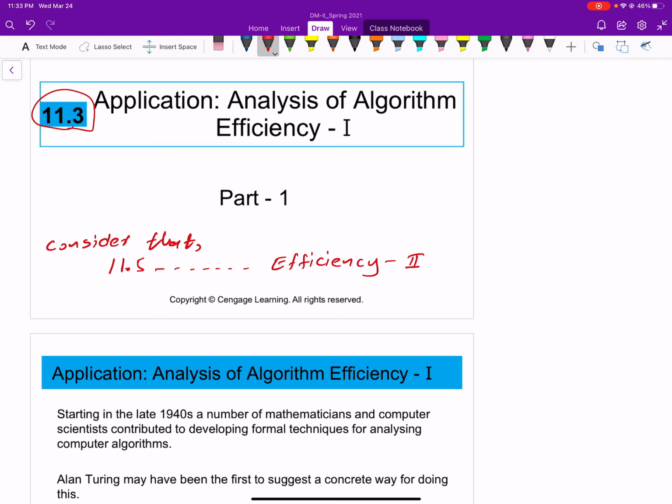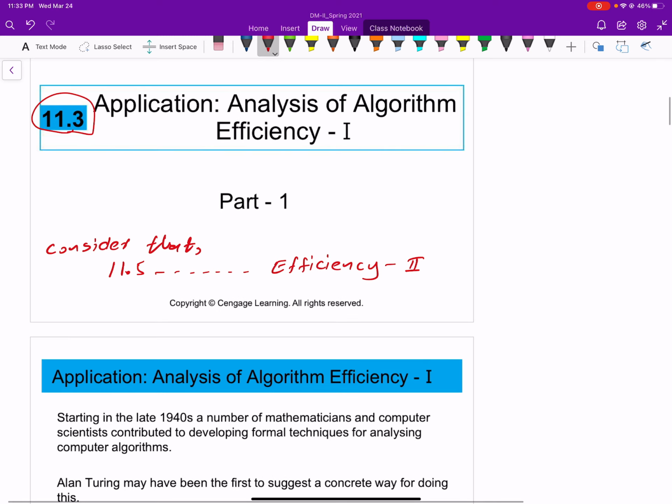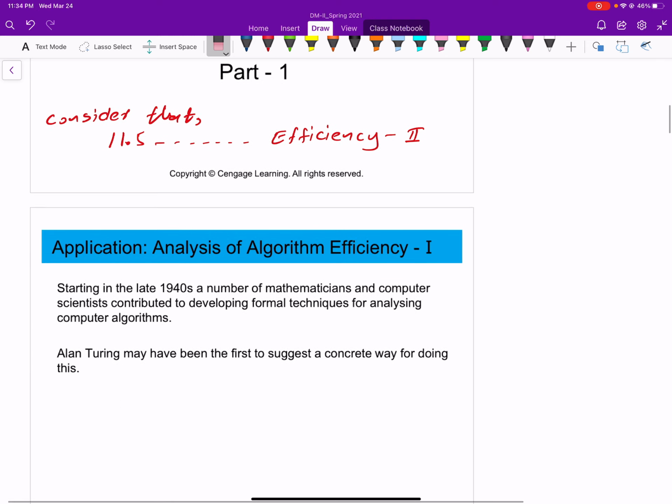All right. This section 11.3 has two parts. Today we're going to cover the first part. In the next day class, we're going to discuss the second part. All right, let's go forward.